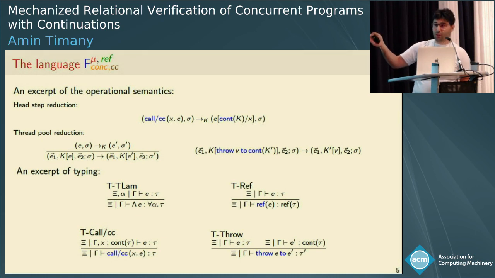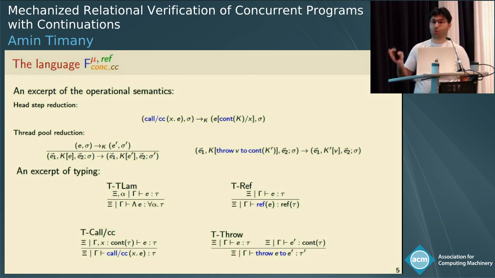And well, the only interesting case where the evaluation context is being used is the case of call/cc, because it is capturing it, right? And for our machine, where we have a thread pool, a number of threads that are running concurrently, the machine takes a step if one of the threads takes a step under some context, or if one of the threads is actually doing a throw operation, in which case we forget about the continuation and we continue with the captured object. The typing rules are again standard.